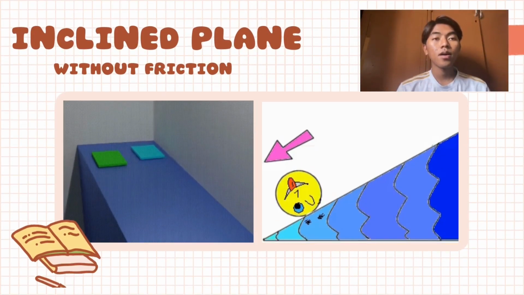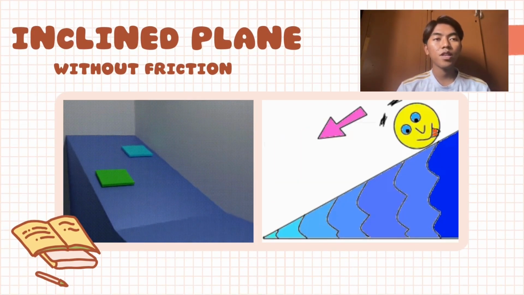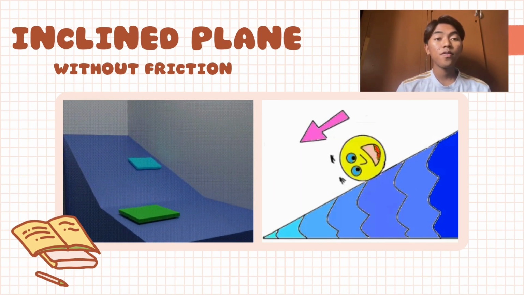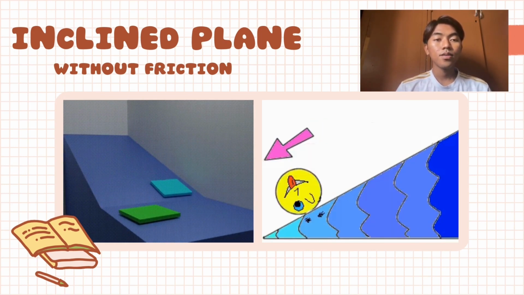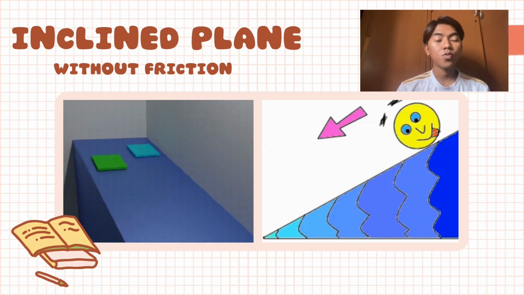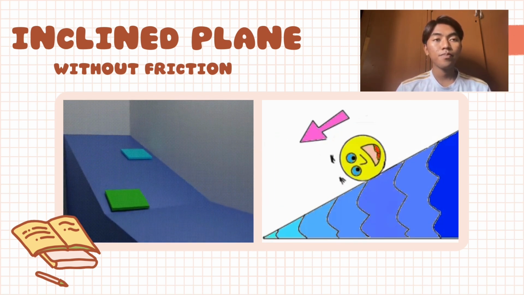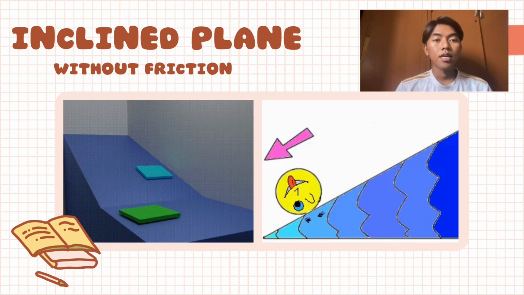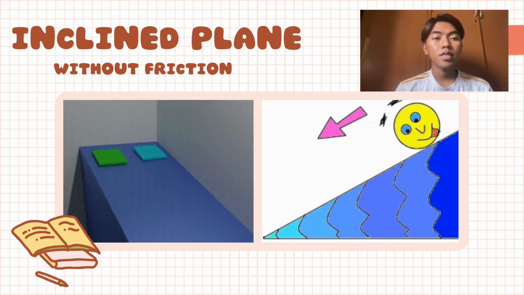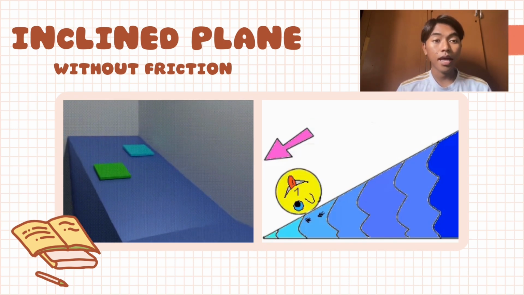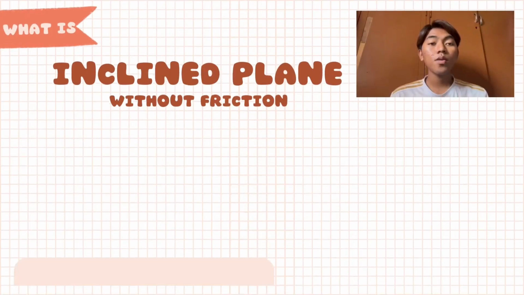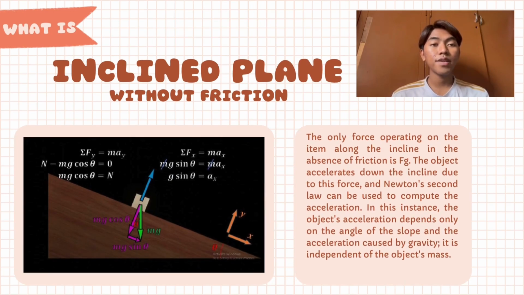With Newton's law covered, now let's talk about inclined plane without friction. Before we go far into the details, let's look at the diagram given. It is a situation of how an inclined plane works. It works when an object is sliding down a slide. So now, what is an inclined plane without friction?